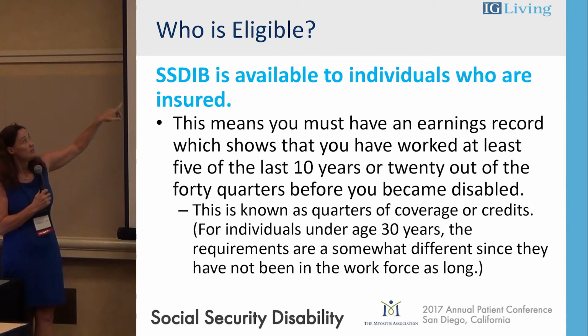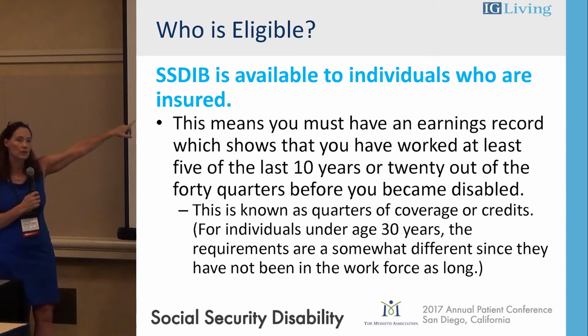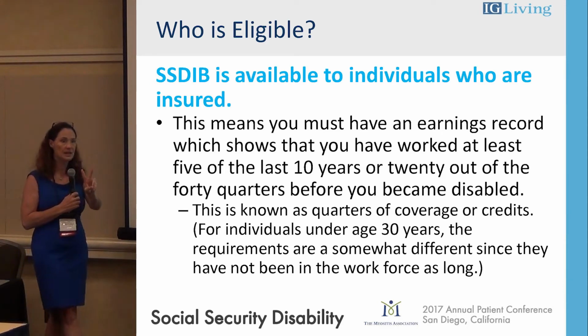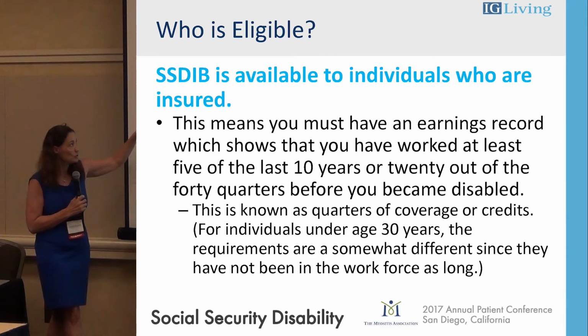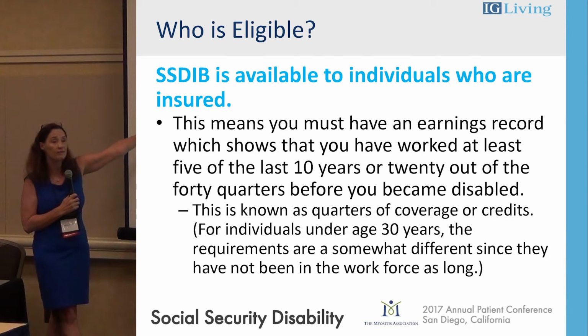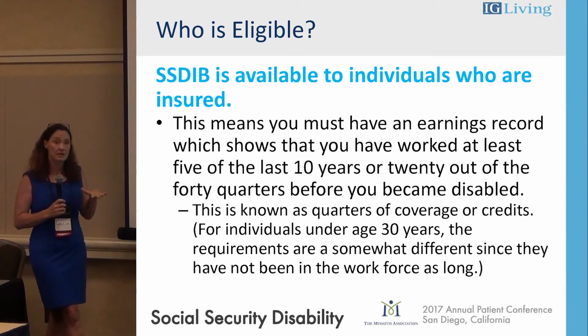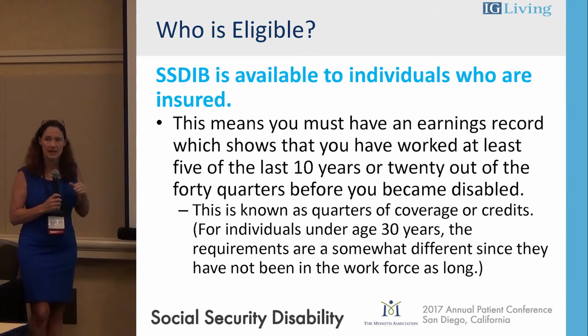Social Security disability is available for individuals who are insured, excuse me. This means you must have an earnings record. There are two kinds of Social Security disability: SSDI, which you've paid into, and SSI, which is Social Security disability just without the insurance. You have to have worked 5 out of the last 10 years, or 20 out of the last 40 quarters, before you can be claimed disabled under SSDI.